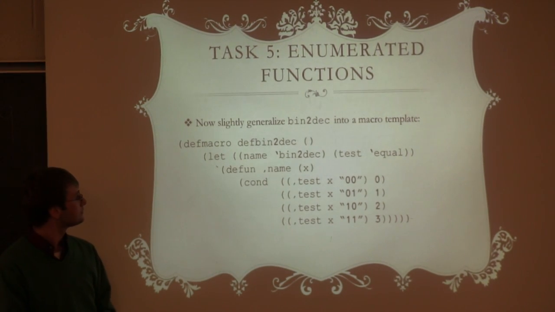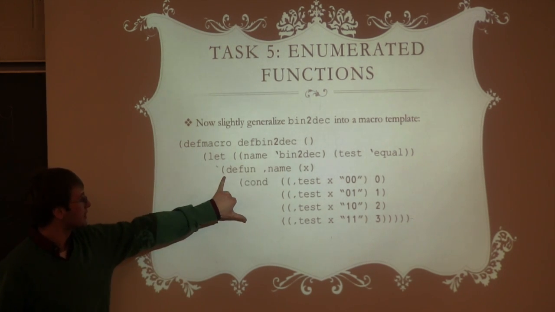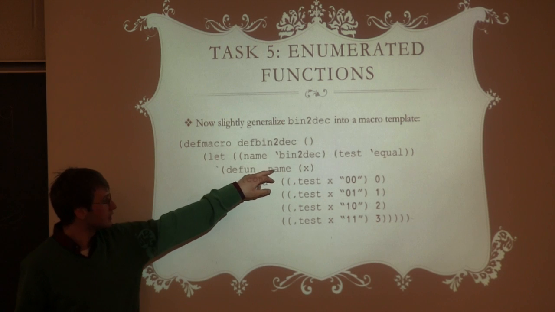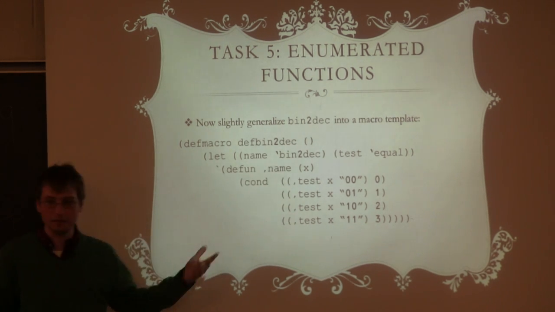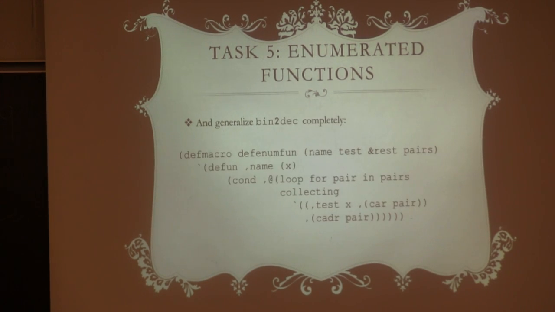We want to say, okay, name this, and take this template function. Quoted means we're not going to evaluate it. We say, okay, substitute it in, go through this, and we're going to get a new function out. Okay, this works great if you want to write a function named bin to dec every time you call this. We can generalize it, make it look like a function, and what we wanted to write is now writable in Lisp code.